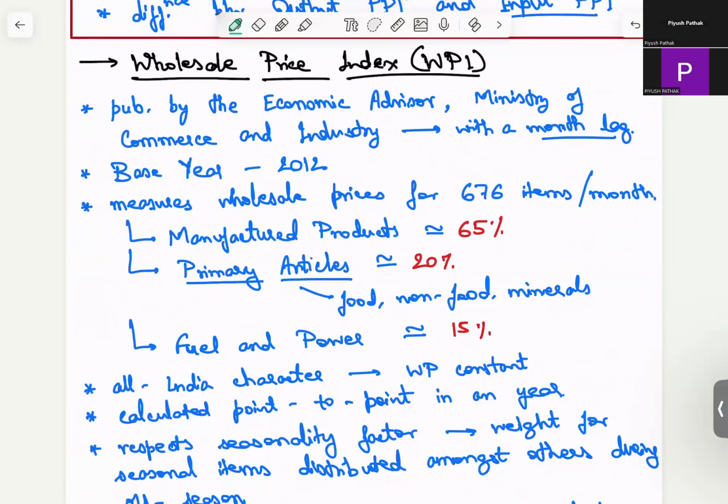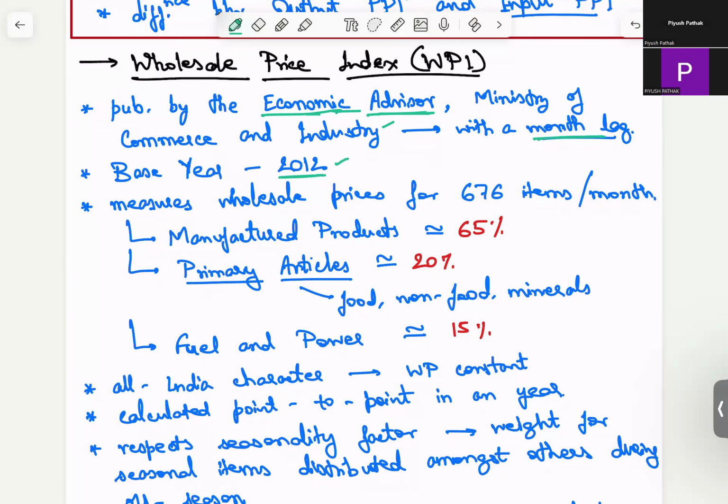I have put up a lot of theory here. This is not important. It is published by the economic advisor. The economic advisors are important, but this information is not important for the exam. The Office of the Economic Advisor is in the Ministry of Commerce and Industry, usually headed by an IAS officer, and this is produced with a month lag. So it is produced every month. For the month of May, it would be published in June. The base year for this is 2012.